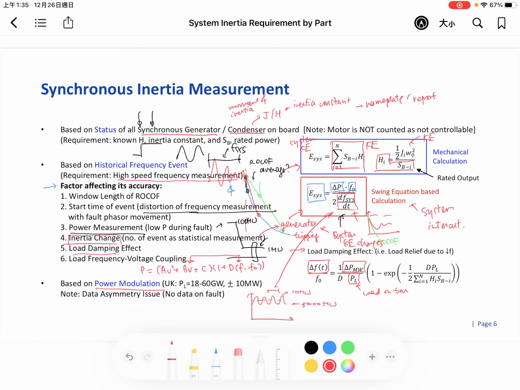But the problem is actually existing because no one knows if it occurs the same performance or if it is the same inertia during the faults that we are concerned about. The term we mention for this is the data asymmetry problem. We don't have the data on the faults that we are concerned about.